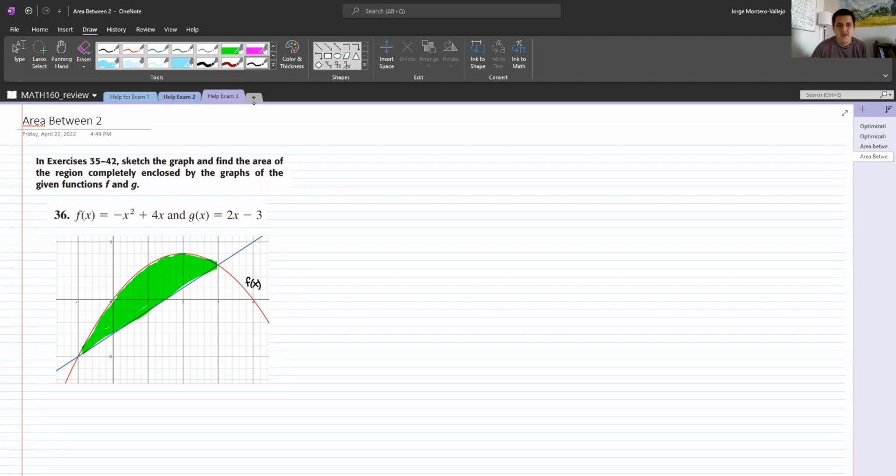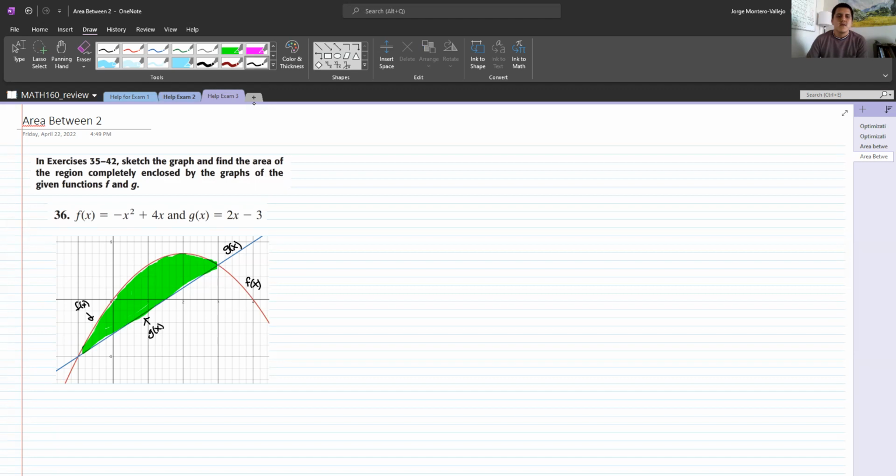And g of x, it's 2x minus 3, that's a straight line, right? Polynomial of degree 1. So then the blue line is g of x. Okay, and this is a fundamental step, right? Because remember that when you're finding area between curves, you want to know which function is on top, which function is below, right? By looking at this region, you can already see that f of x is the one on top, right? And the one below is g of x.